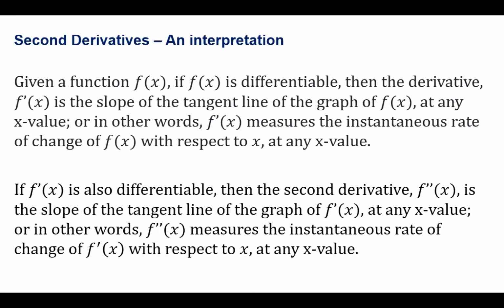So what is the meaning of the second derivative? The meaning of the second derivative is if the derivative of f(x), which is f prime(x), is also differentiable, then the second derivative, f double prime(x), is actually the slope of the tangent line of the graph of f prime(x), right? At any x value. Or in other words, f double prime(x) measures the instantaneous rate of change of the derivative f prime(x) with respect to x at any x value.